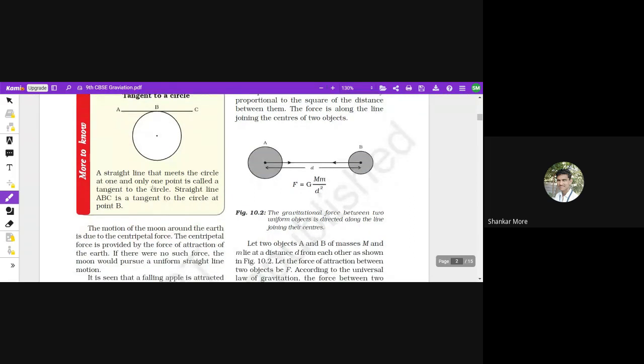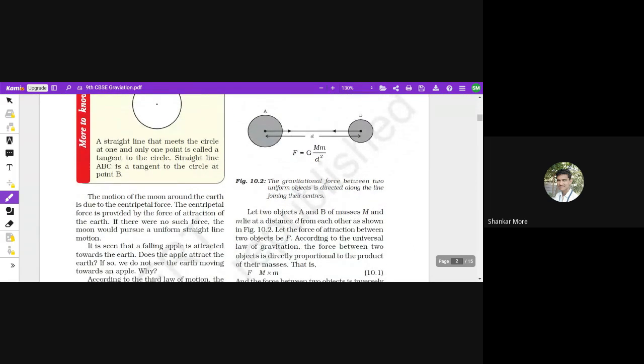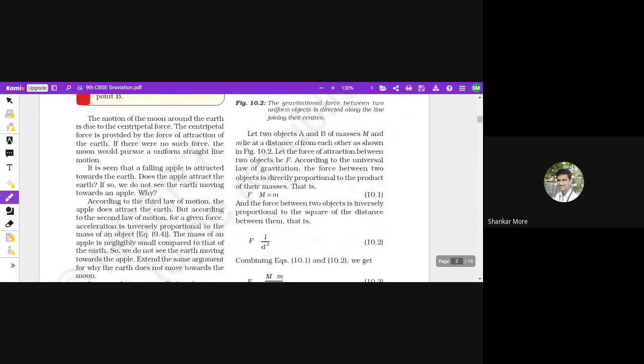So the motion of the moon around the earth is due to the centripetal force only. The centripetal force is provided by the force of attraction of the earth. If there were no such force, the moon would pursue a uniform straight line. So even though there is no physical string between earth and moon, still there is centripetal force between them. Okay, so it is seen that a falling apple is attracted towards the earth.